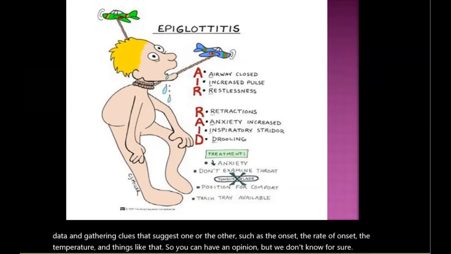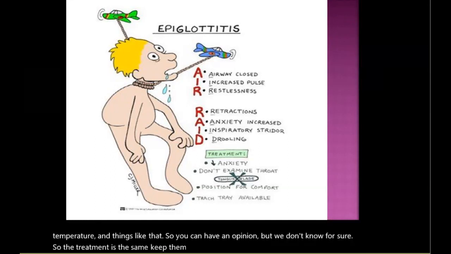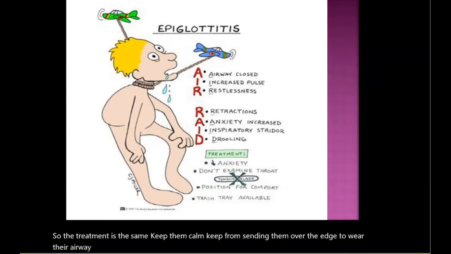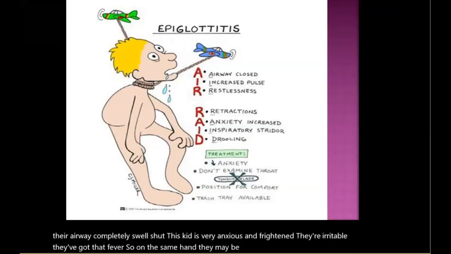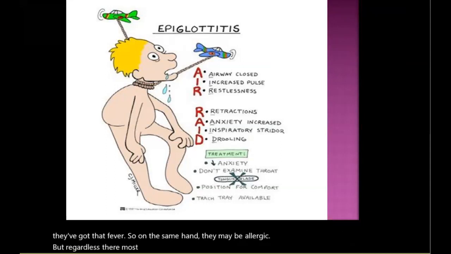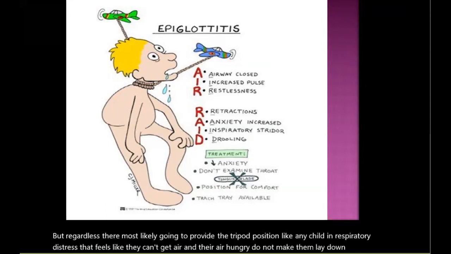So the treatment is the same. Keep them calm, keep from sending them over the edge to where their airway completely swells shut. This kid is very anxious and frightened. They are irritable. They've got that fever. On the other hand, they may be lethargic. But regardless, they're most likely going to prefer the tripod position. Like any child in respiratory distress that feels like they can't get air and they're air hungry, do not make them lay down. Don't make them lay flat on their back.